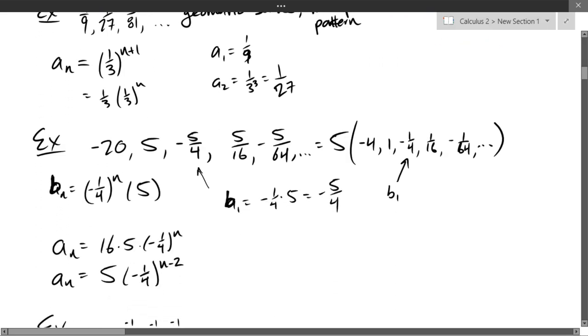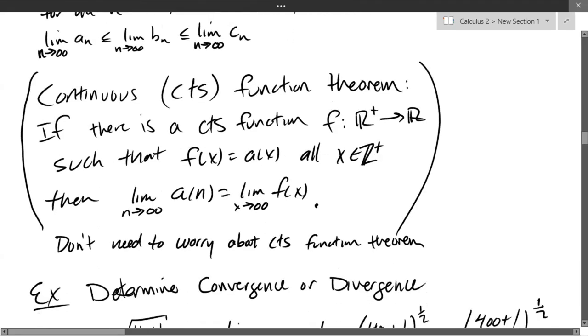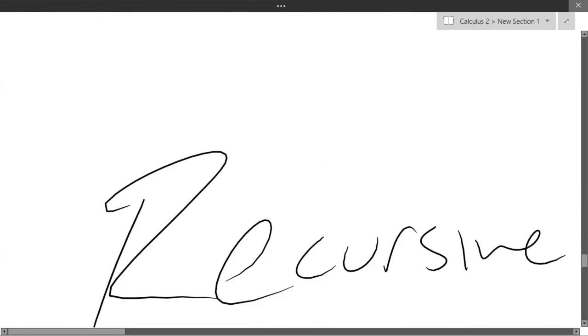We can go through any of these here. I think this next example, this alternating sign, looks like the biggest you're going to be is positive 5 and negative 20. So those would be the largest and smallest terms right there, and they just get closer to 0 after that. So this is bounded.